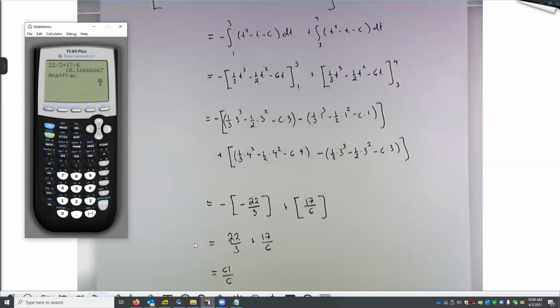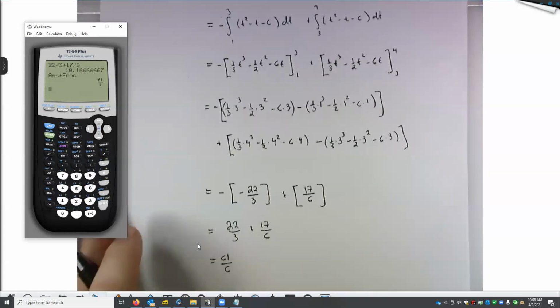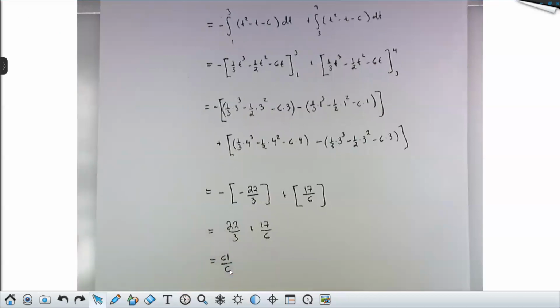So that's the distance traveled. Distance traveled should always be positive, right? Displacement can be positive, negative, 0, but distance traveled should always be at least non-negative. It's possible to travel 0 feet, but it should never be negative.